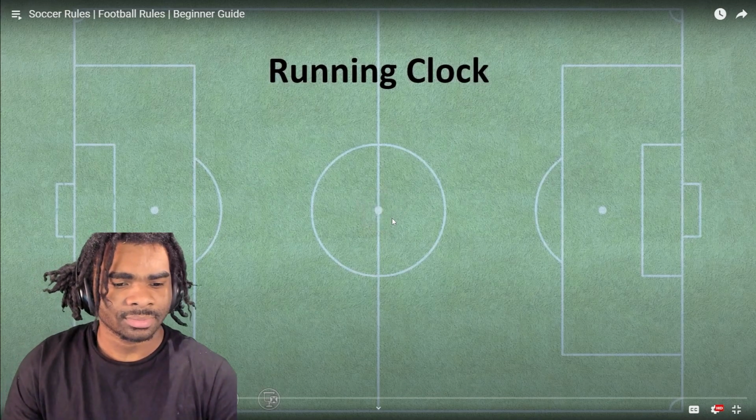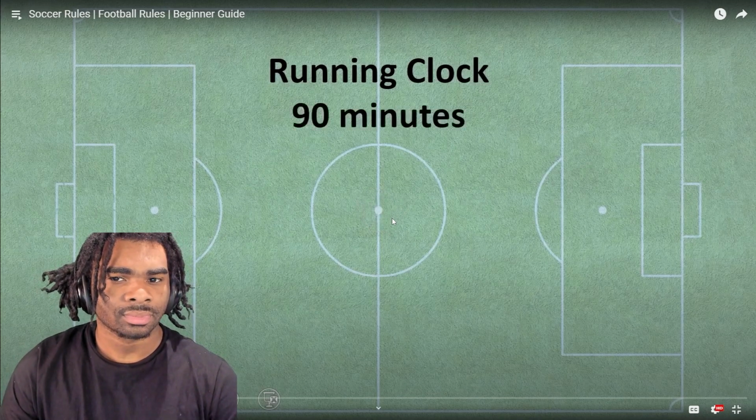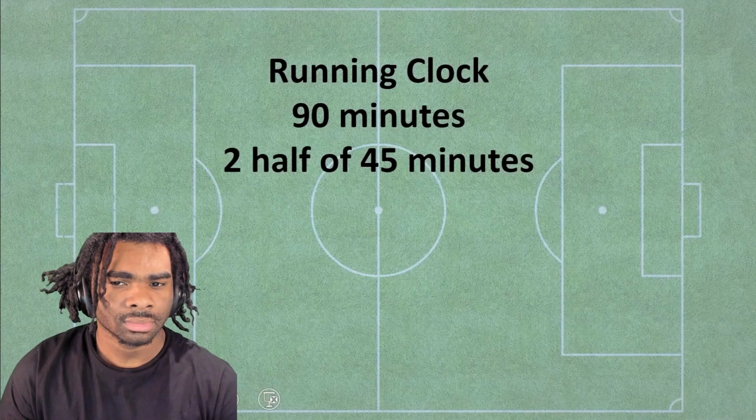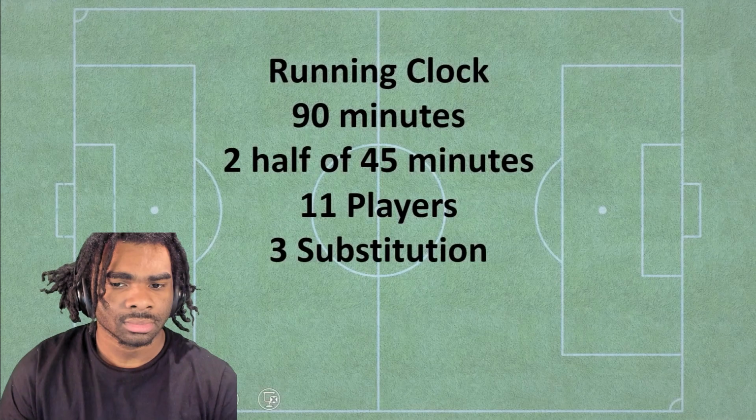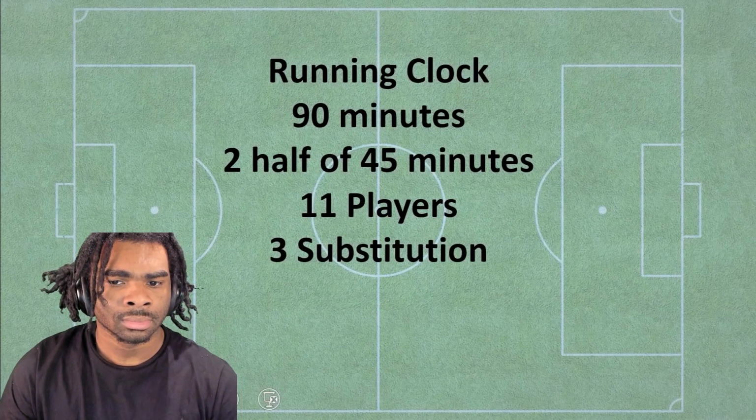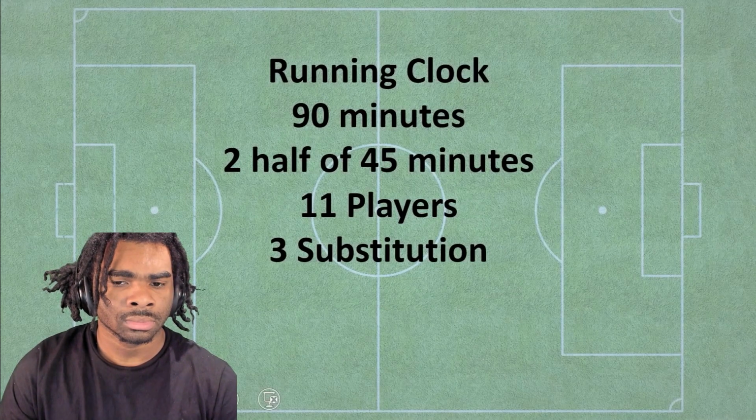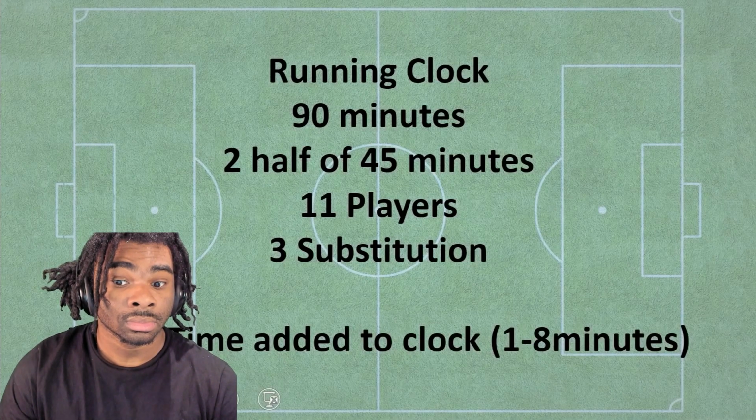Running clock, even if the ball is not in play. It's a 90-minute game. They play 2 halves of 45 minutes each, and 11 players on each side. They have 3 substitutions allowed, but the substitution is one way. It's not like basketball where you can go out and come in and go out. No, once you go out, you're substituted. You're not able to play for the rest of the game.